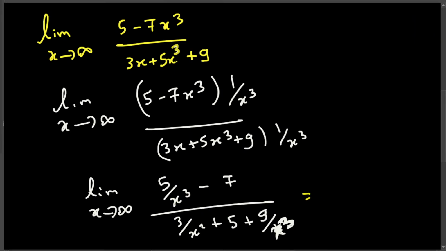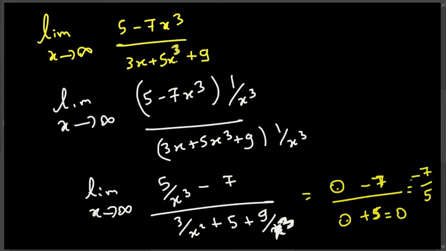So 5 over infinity cubed, that's going to be 5 divided by a large number, so that's 0, minus 7 divided by 3 over x squared, 3 divided by a large number, that's 0, and then plus 5, 9 over x cubed, 9 divided by a large number, that is also 0. So from this one we derived negative 7 over 5 as our final answer. That's our final answer. Now let's look at another problem.